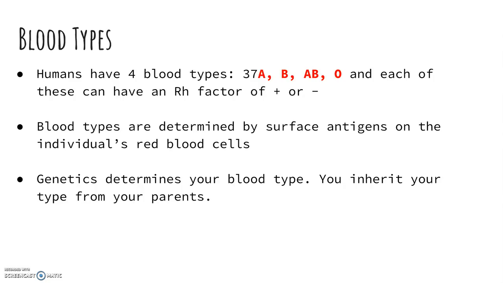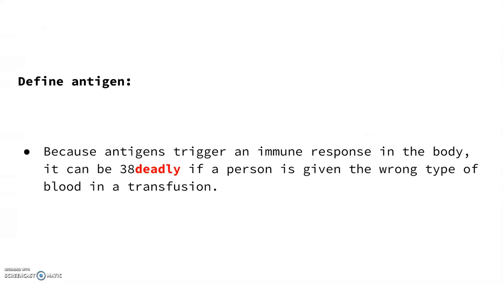Blood types. Humans have 4 basic blood types. I don't know if you know your own blood type or not, but everybody is either type A, type B, type AB, which is a combination, or type O. And each of those 4 can be either positive or negative. I know that I'm O positive, and we're going to find out what your blood type is. Blood types are determined by surface antigens on individual red blood cells. And we're going to talk about this in class a little bit. Genetics is what determines your blood type. You've inherited whatever your blood type is from your parents. And if you remember Punnett squares, we'll look at that a little bit in class.